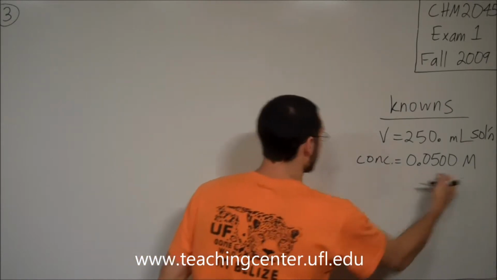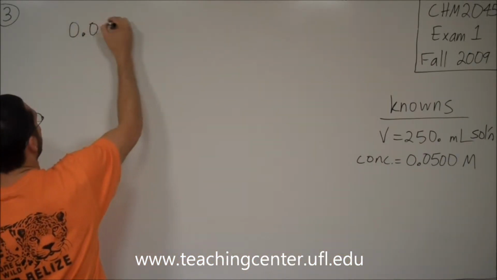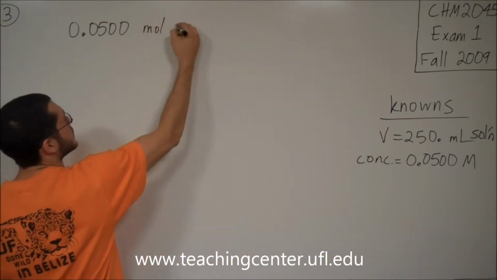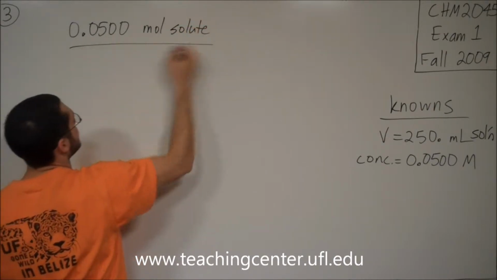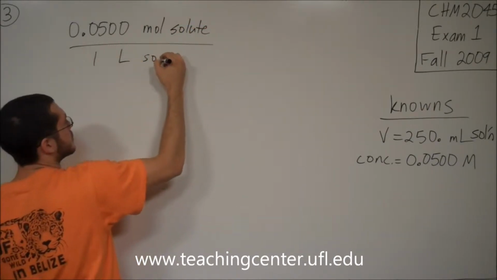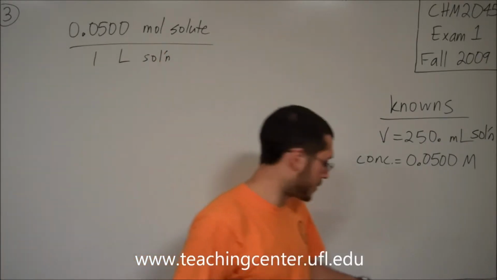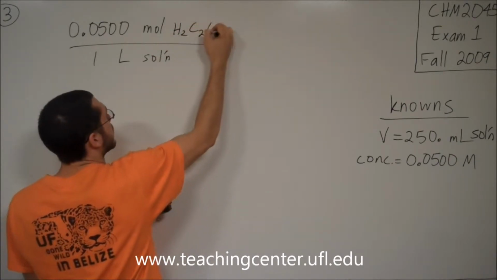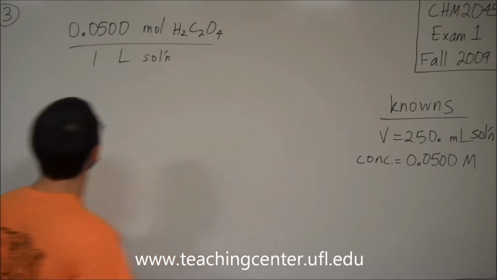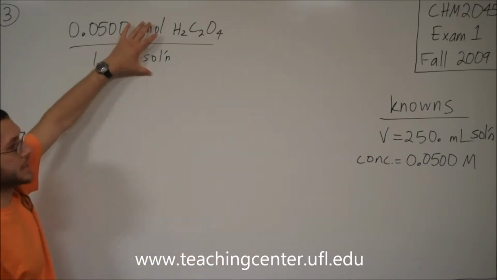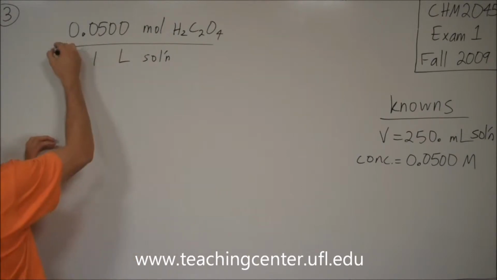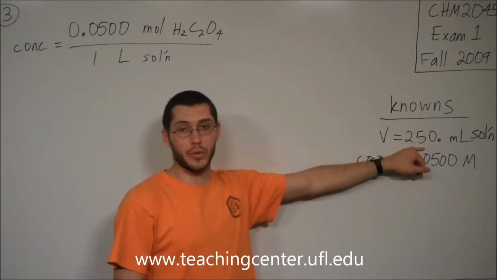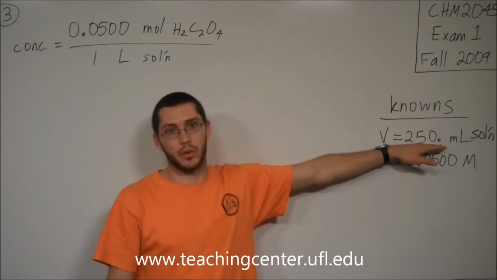Let's decompose this molarity. 0.0500 molar. This big M means moles of solute divided by liters of solution, divided by 1 liter of solution. In this case, solute is going to be the oxalic acid we're looking for, H2C2O4. Great. So we were given one ratio as an unknown. This is the concentration. And we were also given one number without a ratio. This is usually the number you start out with in the problem.